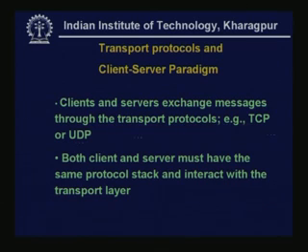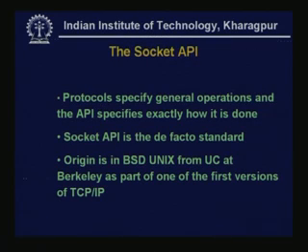Clients and servers exchange messages through the transport protocol, e.g. TCP or UDP. Both client and server must have the same protocol stack and interact with the transport layer. So, you may have a client server using both TCP and UDP. Protocols specify general operations and the API specifies exactly how it is done. For using this socket, there is a socket API; API stands for application program interface. The socket API is the de facto standard. Its origin is in BSD Unix from the University of California at Berkeley, as part of one of the first versions of TCP/IP.